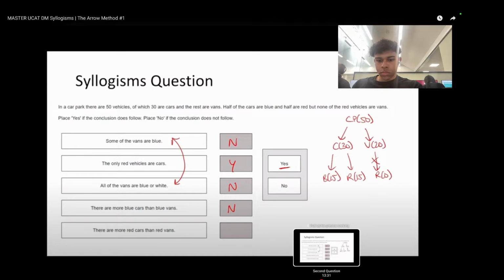And finally, there are more red cars than red vans. This one is going to be true because there's no red vans and we know that there's 15 red cars. Okay, great. So two different styles of question. Hopefully you found that somewhat okay.